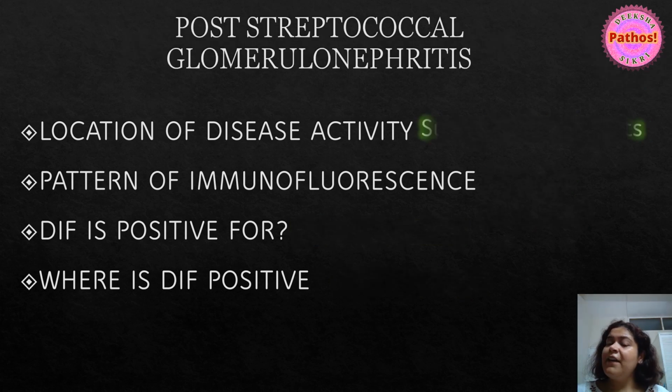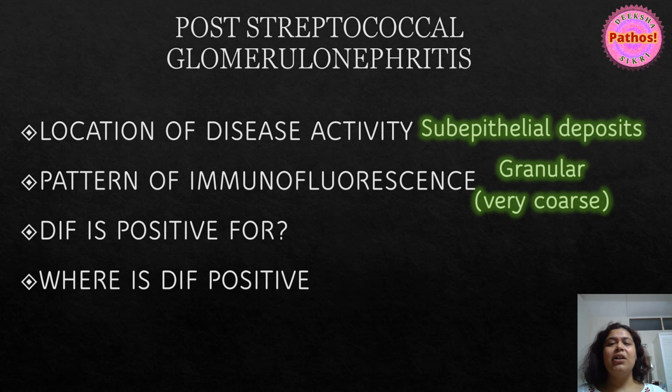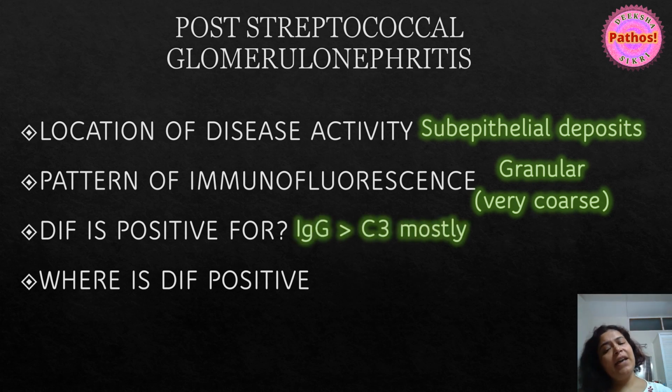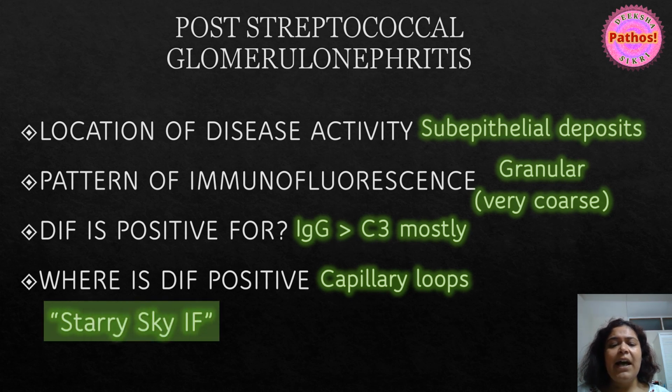Post-streptococcal glomerulonephritis, this classically at the time of presentation has subepithelial deposits. Pattern would be granular. It's a little more coarse as compared to membranous. DIF is again positive for IgG more than C3. And again, since it's subepithelial, you would have it around the capillary loops. And this coarseness of the granular immunofluorescence is also given another name. It's called starry sky immunofluorescence.